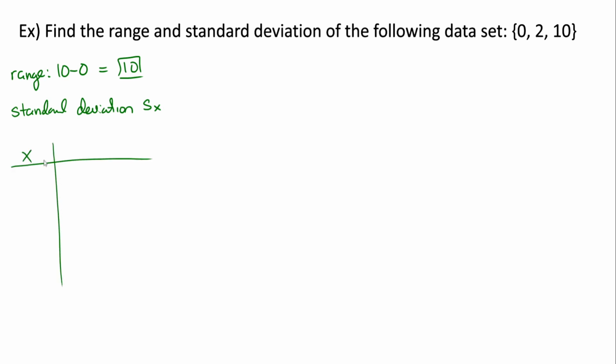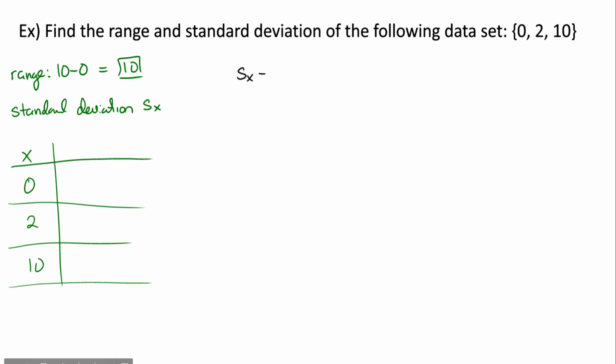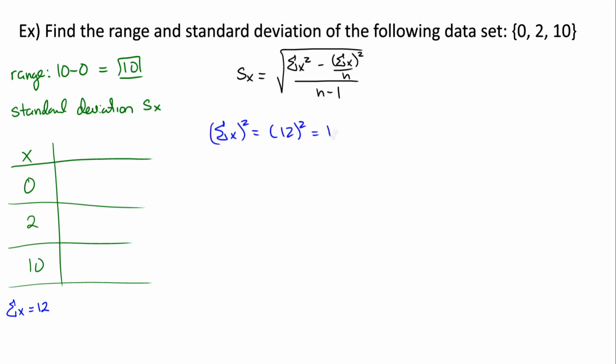So we'll set up a table here. We have x, 0, 2, and 10 are our values. And we'll write out the formula we're going to use over here. So for step 1, we add all of these values up, then we need to square it, then divide by n. So our sum here is 12. 12 squared is 144. Then we need to divide this by n. So this 48, we could substitute into this part of the formula.